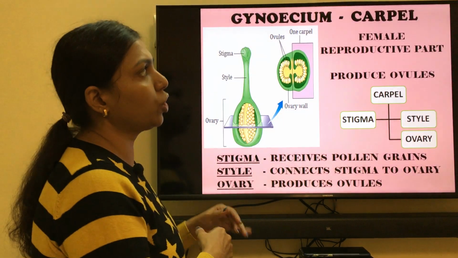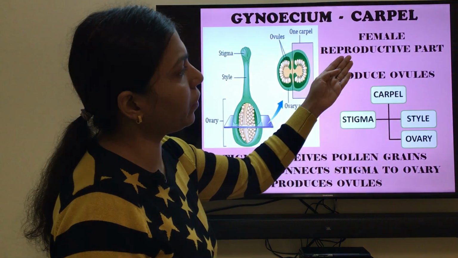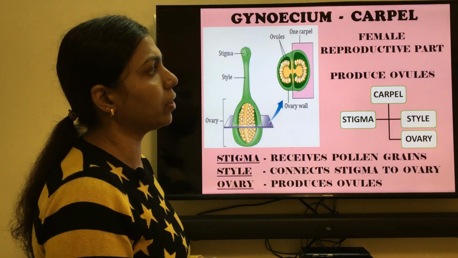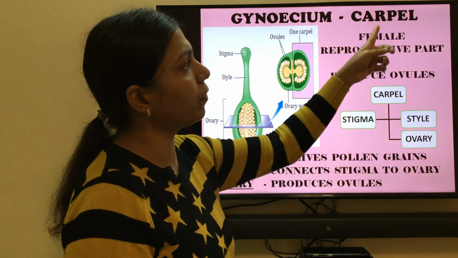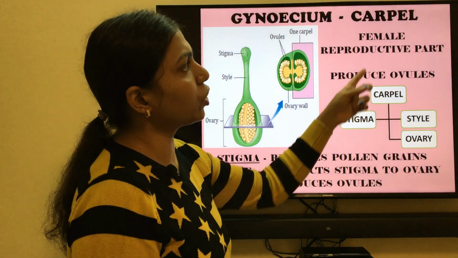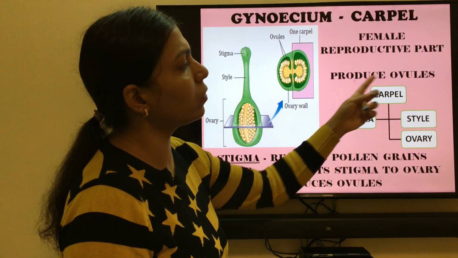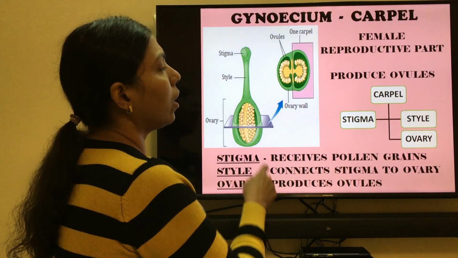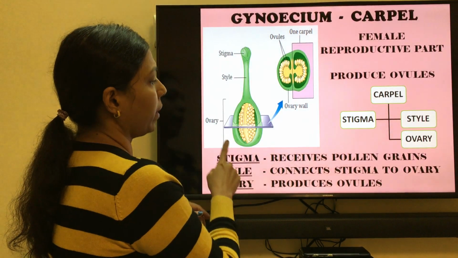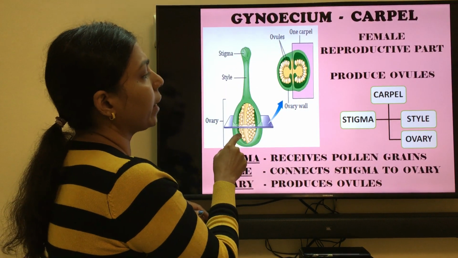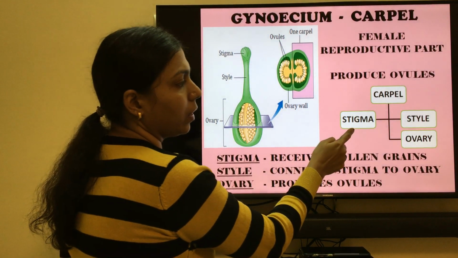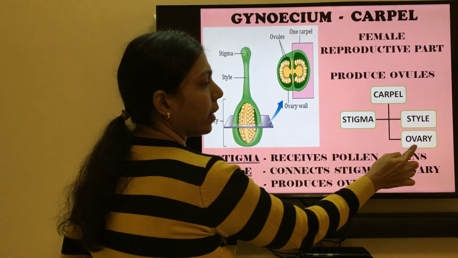Then you have the gynoecium. The gynoecium is the female reproductive part of the flower, and it is made up of carpels. The main function of carpels is to produce ovules. This is a carpel. It is one single carpel, and it is made up of three parts: the stigma, the style, and the ovary.